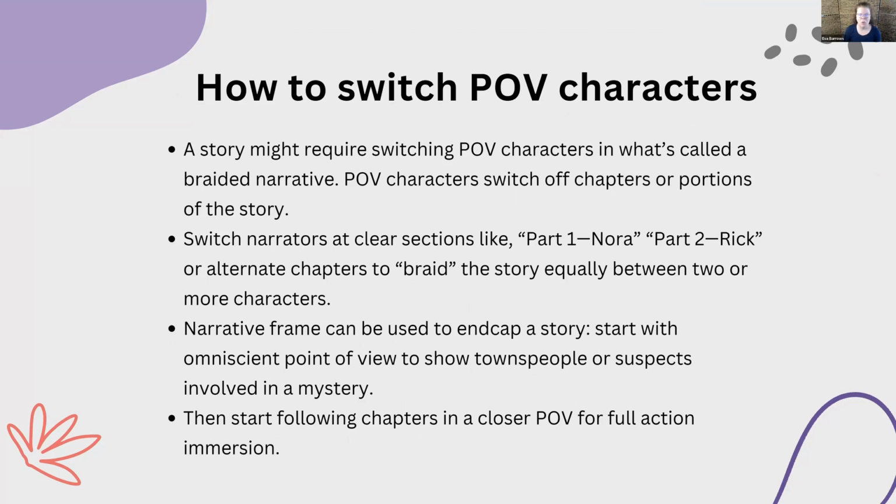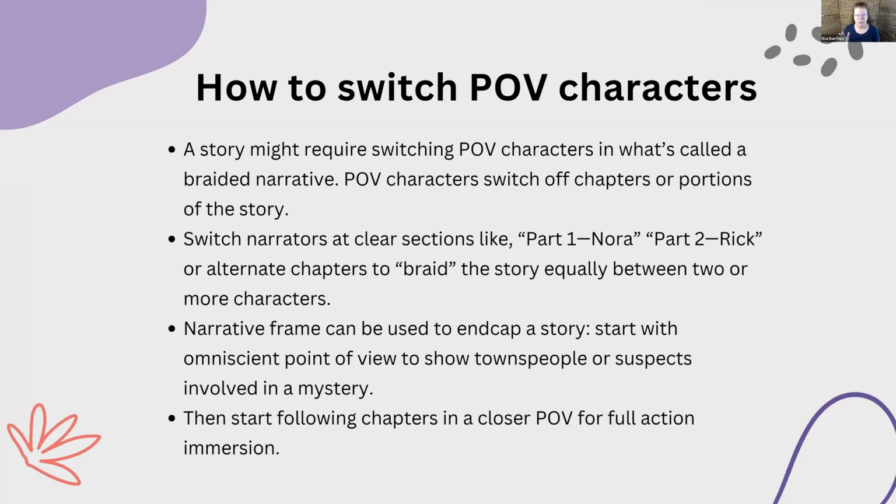So a story might require switching point of view characters if you're doing a braided narrative. So that's point of view characters switching off chapters or portions of the story. An example of that could be you could break the novel into like 4 parts. So part 1 could be for Nora's point of view, then part 2 could be for Rick, and then you can go back, part 3 for Nora, part 4 for Rick.